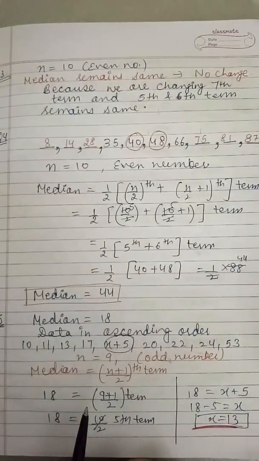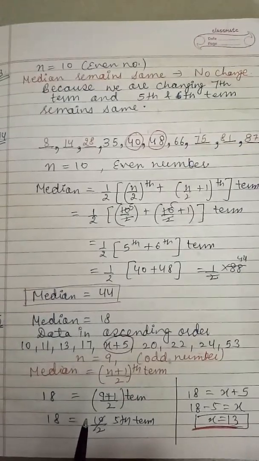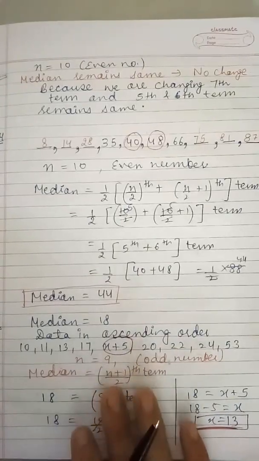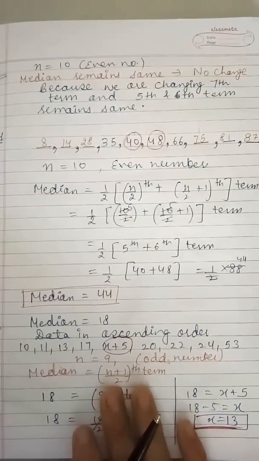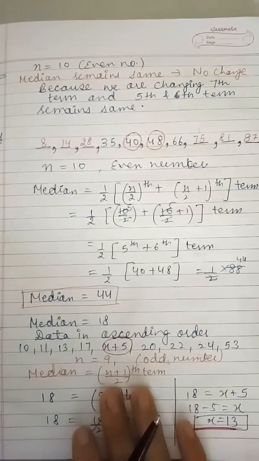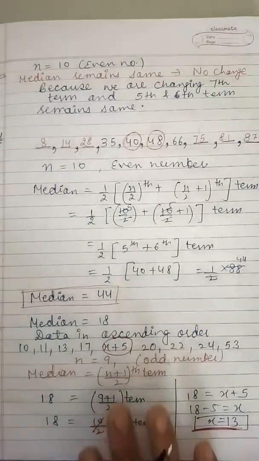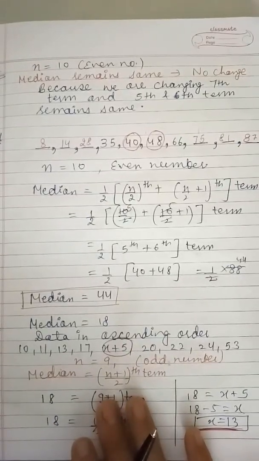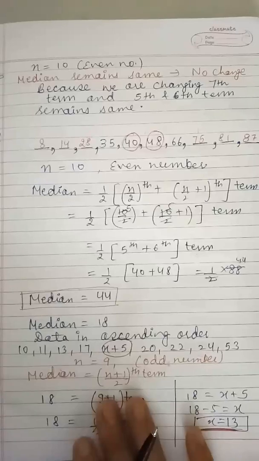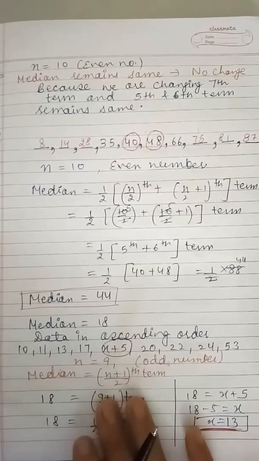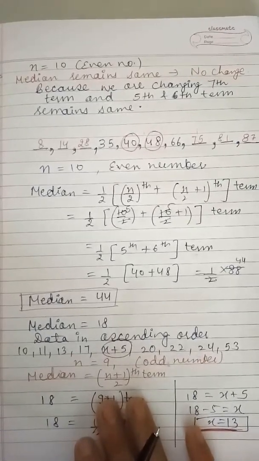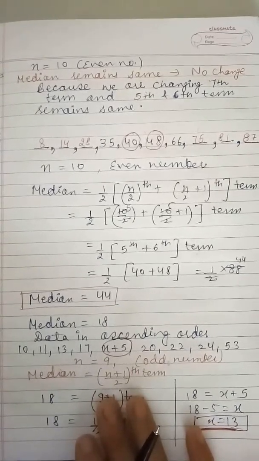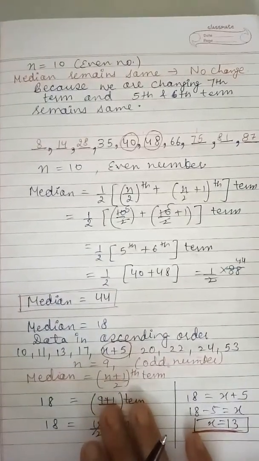Come to question number 3. There are 10 numbers arranged in increasing order. The 7th number is increased by 8. You will add 8 to the 7th number. How much will the median change? You can see the total numbers are 10 and the middle positions are the 5th and 6th. It means the median remains the same and there will be no change, because the 5th and 6th terms remain the same. We are changing the 7th term, not the 5th and 6th terms.